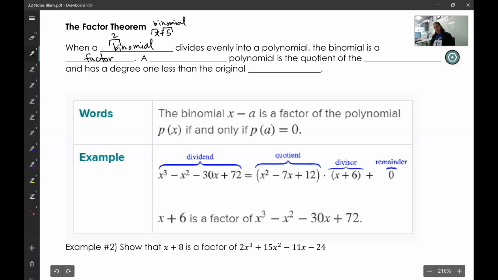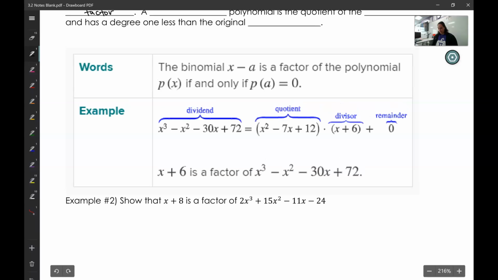Now let's talk about what that means a little more. What does it mean to divide evenly? If it divides evenly, that means your remainder is 0. So when a binomial has a remainder of 0, then we call that binomial a factor of the polynomial. So something right here.